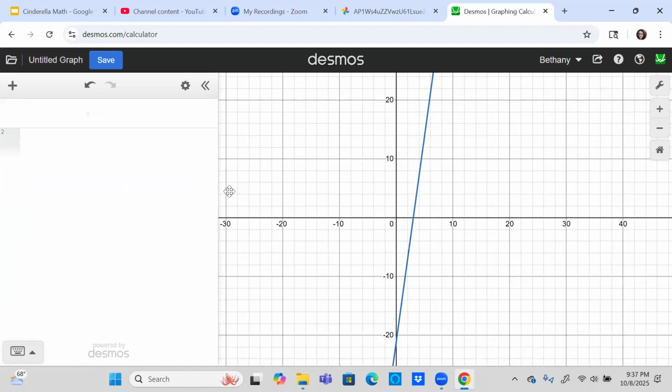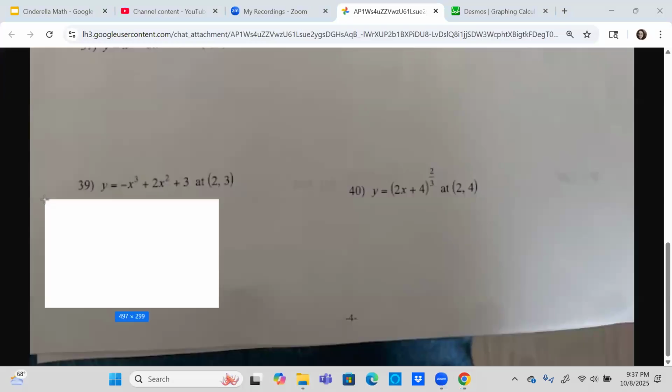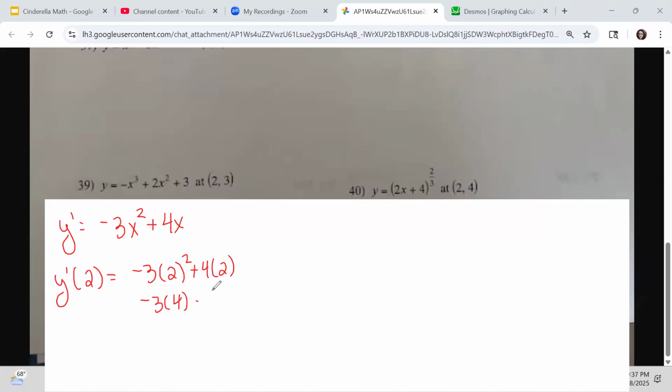Okay. Coming down to 39 and 40. So 39, just very similar to the one we just did. Let's do the derivative. Negative 3x squared plus 4x would be our derivative. And now let's do that derivative evaluated at 2, our x value. Plug it in the calculator or by hand. I'm getting negative 4 for our slope.